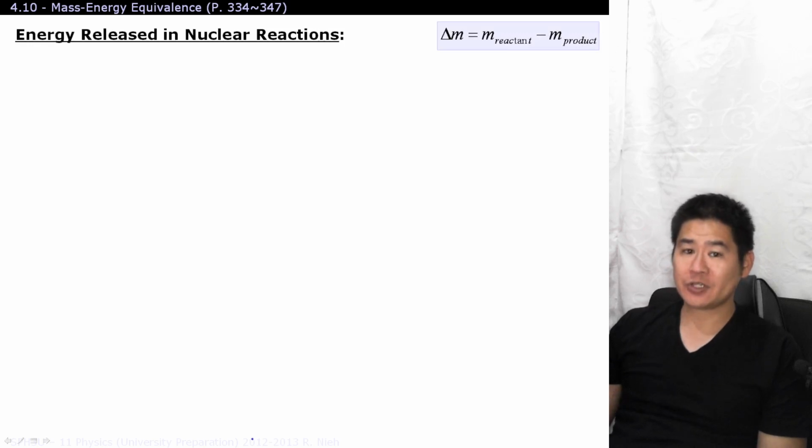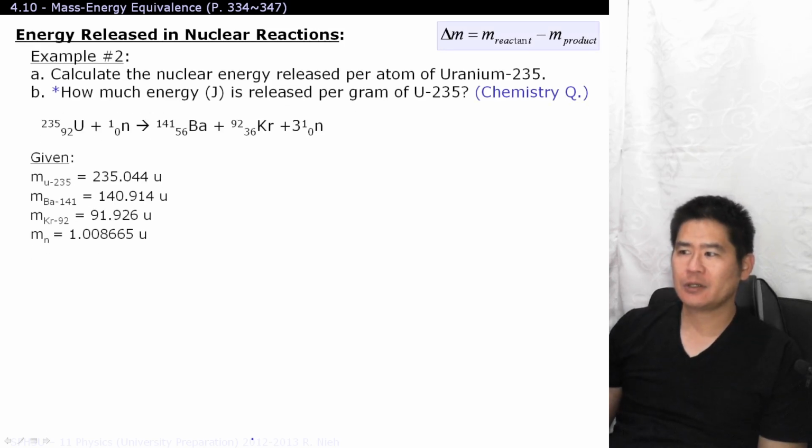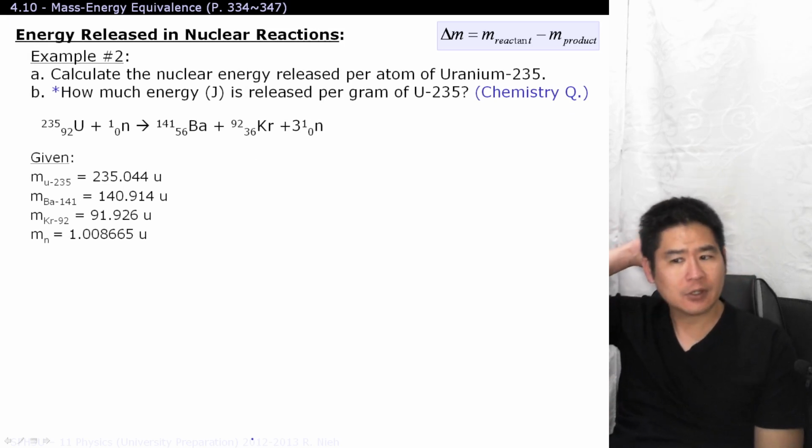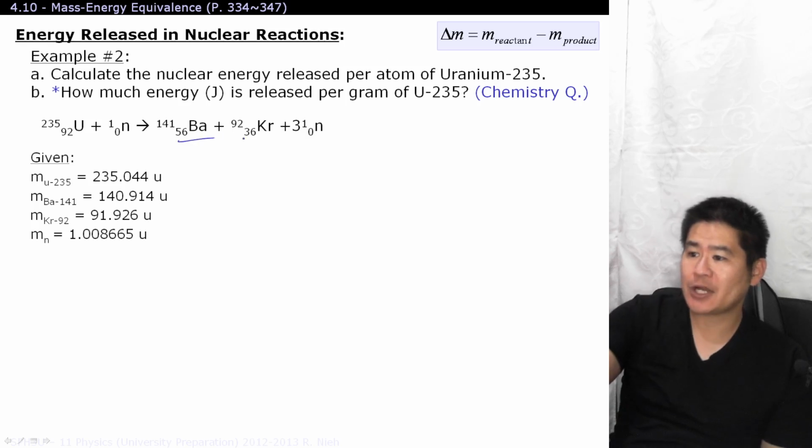So lots of energy is released in a nuclear reaction, regardless if it's fusion or fission. So how much energy is emitted? For example, how much energy is released per individual atom of uranium-235? Now let's say that this is the particular reaction that occurs.